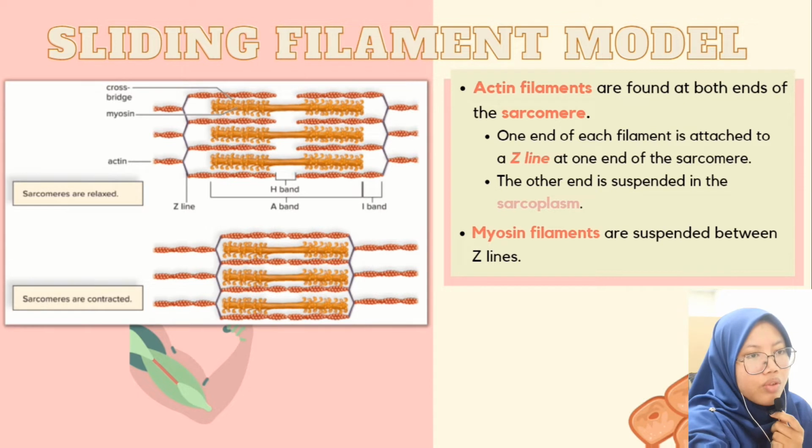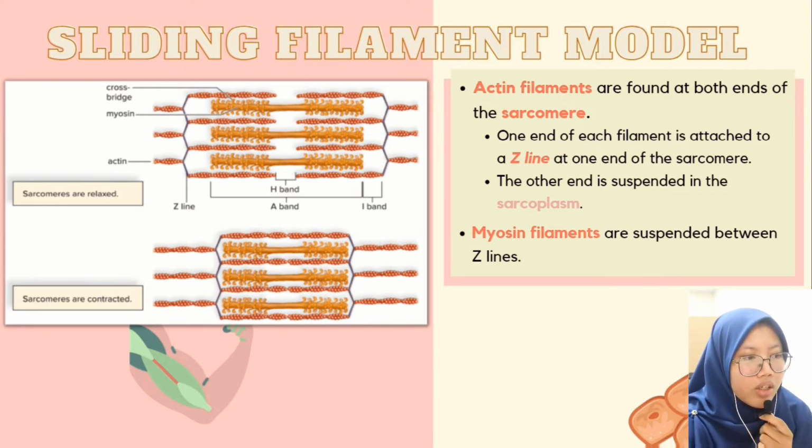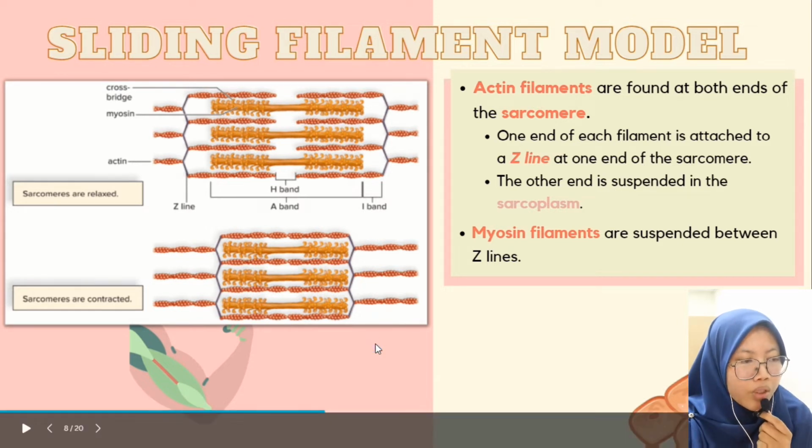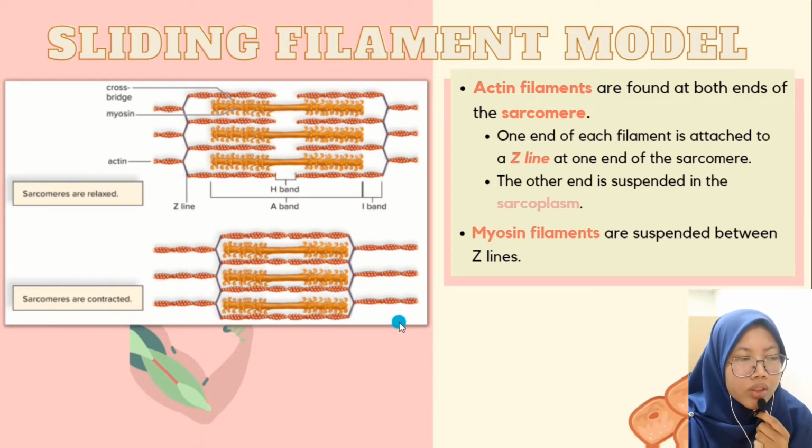So first of all, as you can see in this diagram shown in this slide, I will explain the structure of this model. This model shows the structure of the sarcomere and the position of the myosin and actin. Firstly, the actin filaments are found at both ends of the sarcomere. One end of each filament is attached to a Z line at one end of the sarcomere.